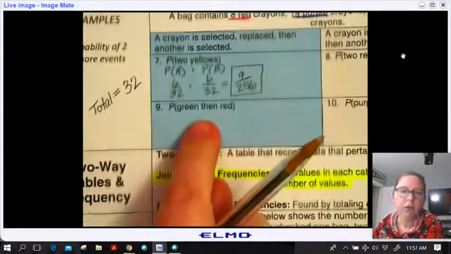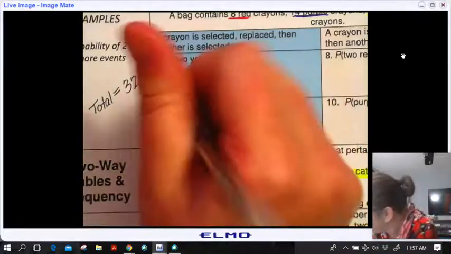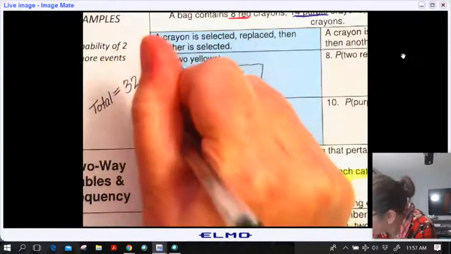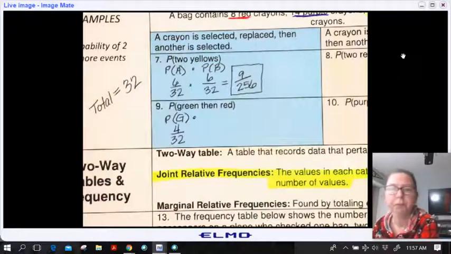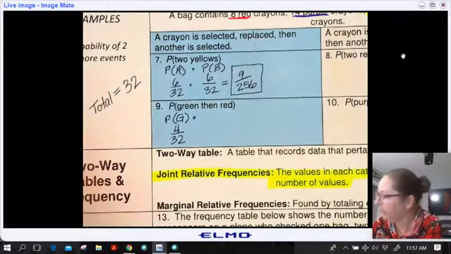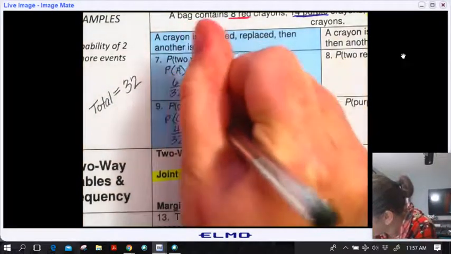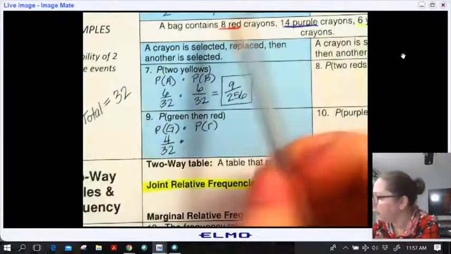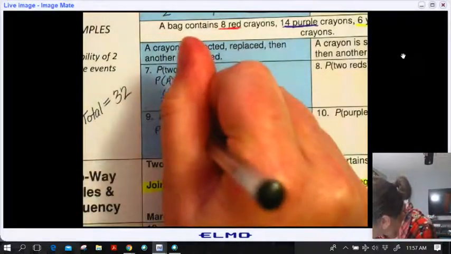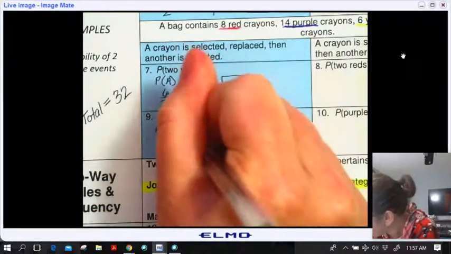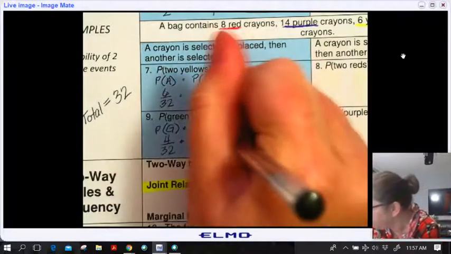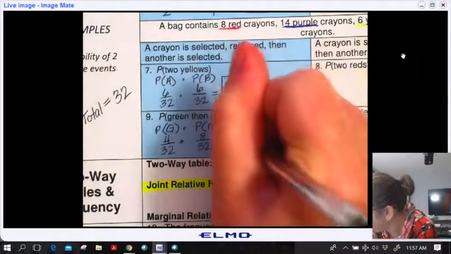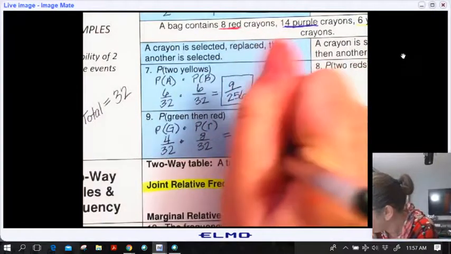Let's try number 9. So what would be the probability of getting a green crayon? So I'll put a letter G here. There are 4 green crayons out of 32. So I'm going to pick the green crayon, and then I'm going to put it back in, and I'm going to pick again, and this time I want to see about a red crayon. There are 8 total red crayons, and since I put this green one back, I still have 32 in there. Okay, so if I multiply this together, when I simplify it, it'll be 1 out of 32.